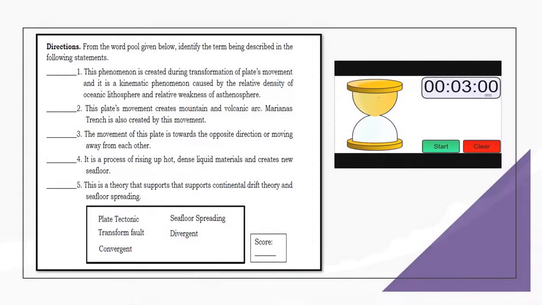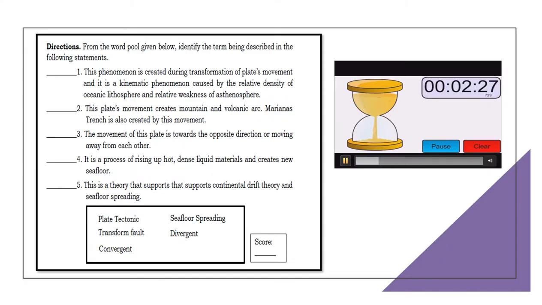So here we have directions. From the word pool given below, identify the term being described in the following statements, and we will give you 3 minutes. And 3 minutes starts now, mga ka-learners. Pwede nyo po yung sagutan and try to recall kung ano yung ating mga discuss from the topic. So we have number 1, this phenomenon is created during transformation of plates movement and is a kinematic phenomenon caused by the relative density of oceanic lithosphere and relative weakness ng asthenosphere.